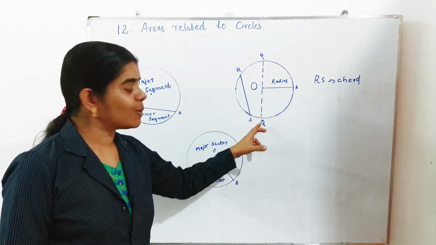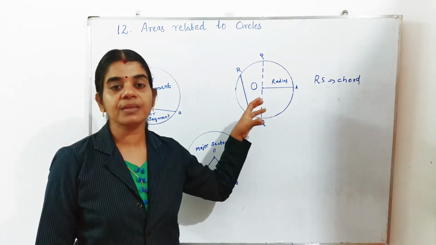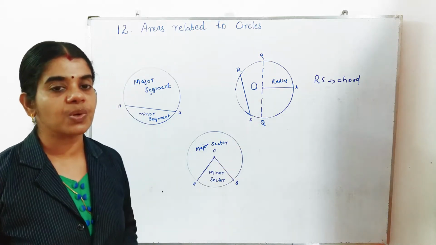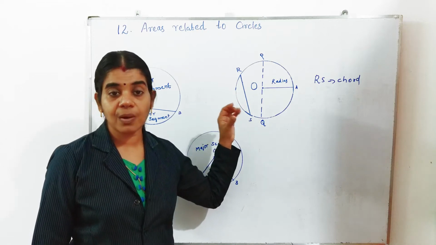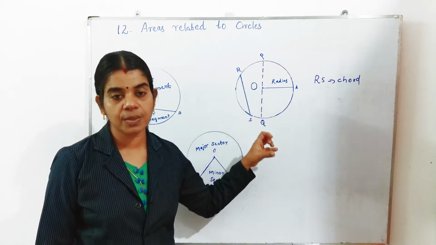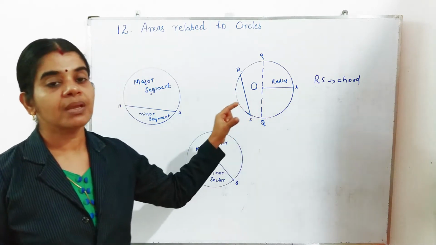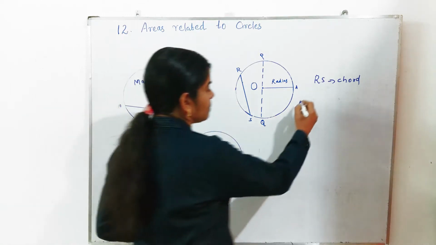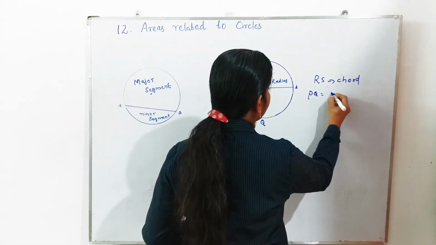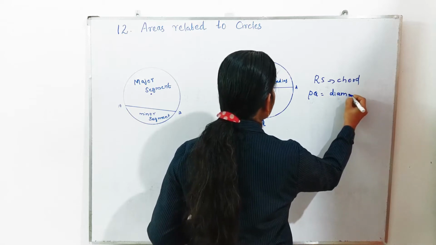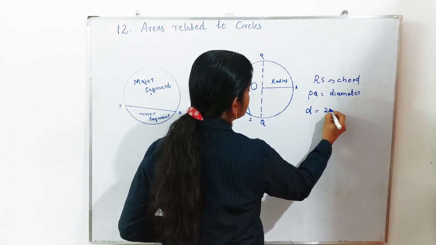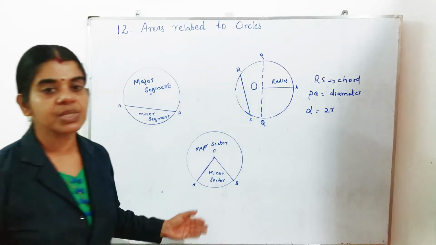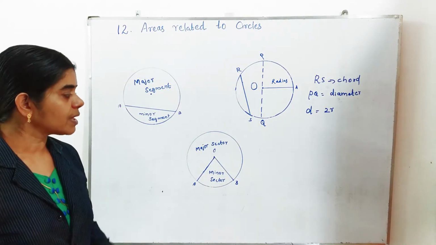And PQ is the longest chord of the circle, going through the center of the circle, that is known as the diameter of the circle. PQ is equal to diameter. What is the relation between radius and diameter? Diameter is equal to 2r. 2 into radius, you will get the diameter.